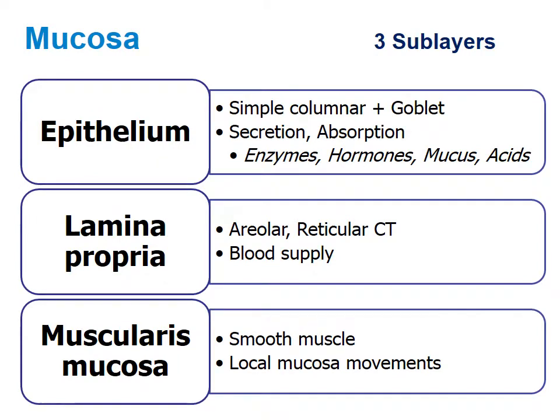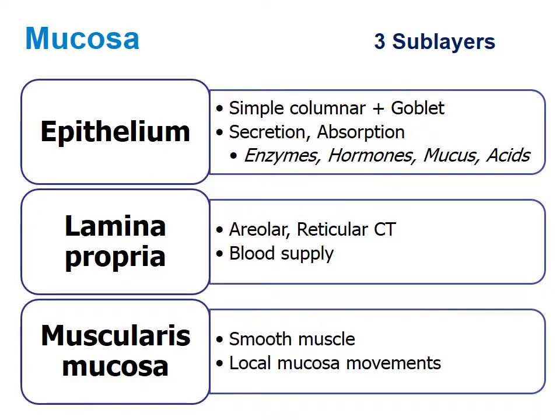The 3 sub-layers of the mucosa. Epithelium. In contact with the lumen, its tissue is simple columnar and contains goblet cells. This is where secretion and absorption will take place. Note, except in the esophagus and rectum. There, the epithelium is stratified squamous. A mucus is supplied by large glands.